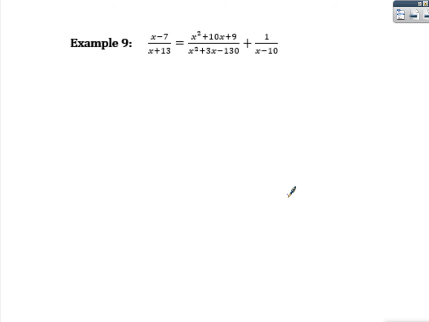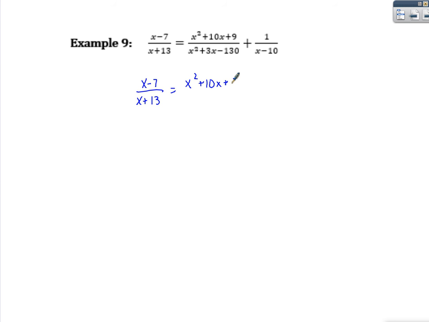Okay, next one I'm going to do is example 9. So we're skipping down a little bit. Same thing as when we were adding and subtracting: we need a common denominator, and if we can factor things, we should do that first. So x plus 13 cannot be factored, so I'm going to leave this for now. Over here, I'm going to leave the top; the numerator is going to stay.